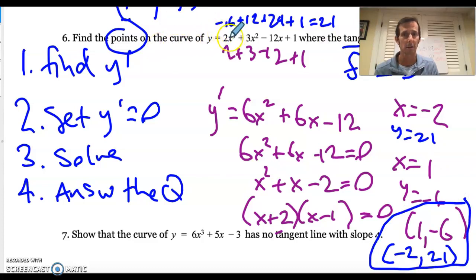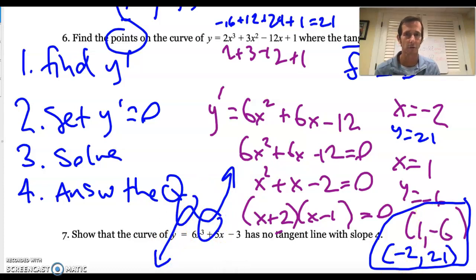Remember, this is a cubic with a positive lead coefficient. So its graph looks like this. Notice that I would have 1, 2 horizontal tangents. You just found the points of those horizontal tangents.